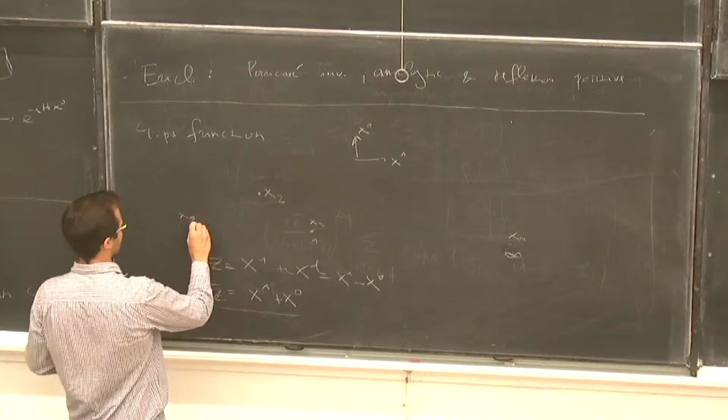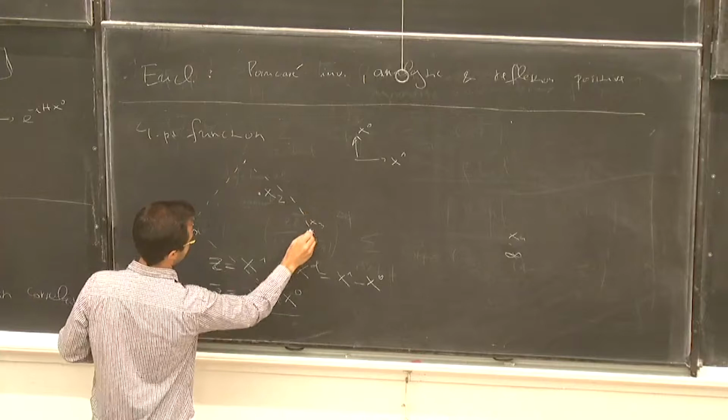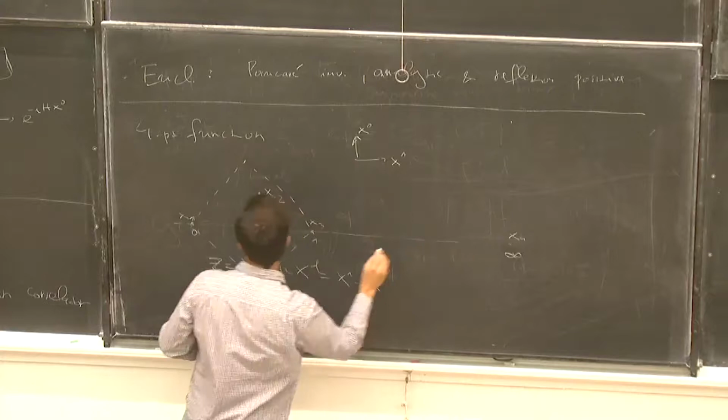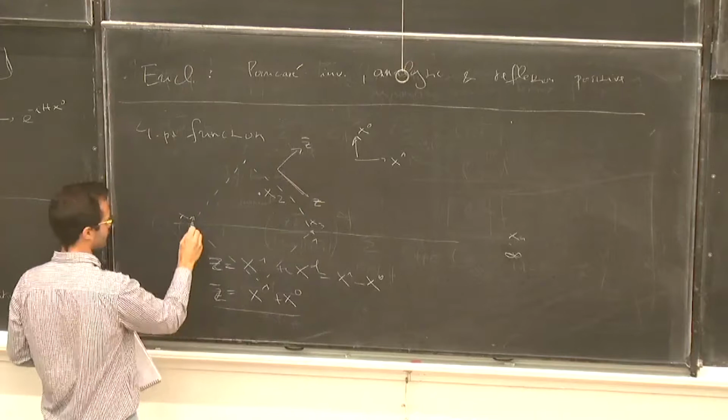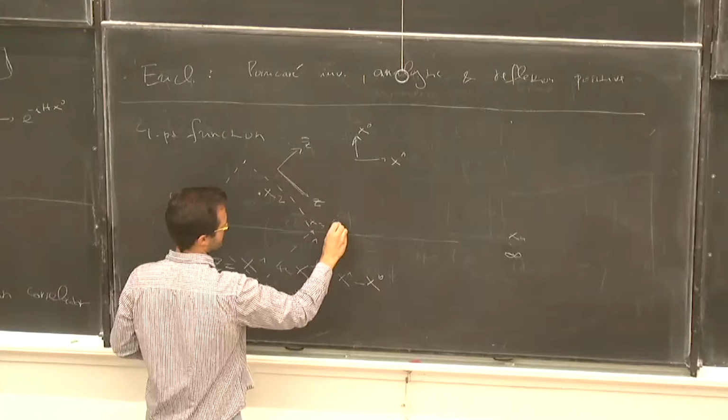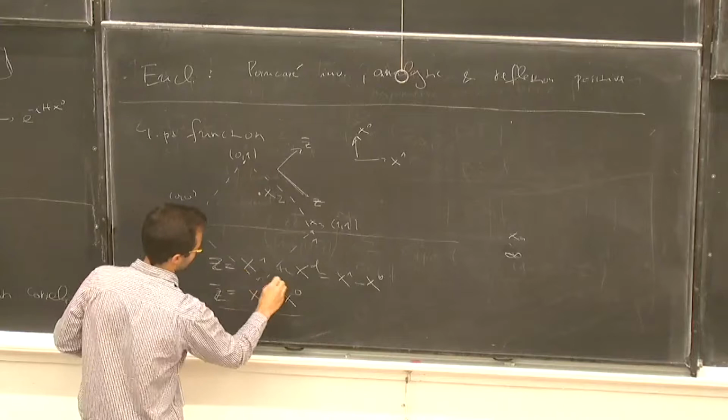What it means in this picture is that I can draw the light cone. Sorry, this is not optimal, but sorry about that. I can draw the light cone, and this direction is z bar, and this direction is just z. In particular, this point corresponds to z, z bar being 0, 0. This point is z, z bar being 1, 1. This point would be 1, 0. And this point is 0, 1.